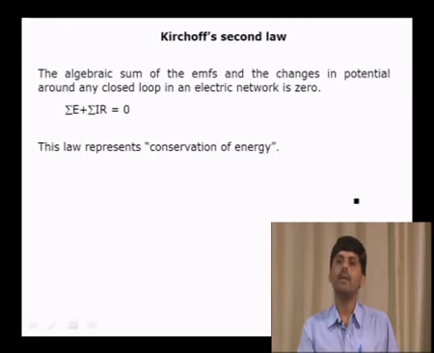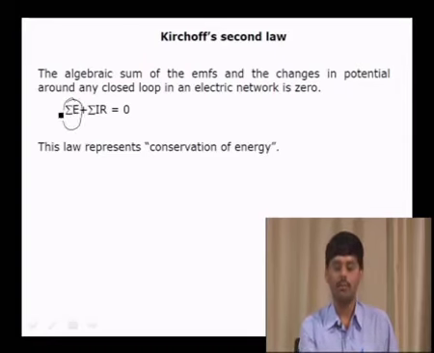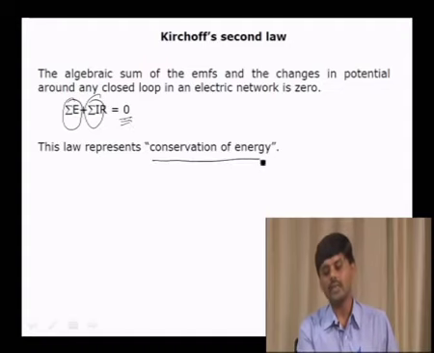The algebraic sum of the EMFs and changes in the potential around any closed loop in an electrical network is 0. That is sigma E plus sigma IR is equal to 0. This is the algebraic sum of the EMFs, and this is the algebraic sum of the potential changes. The sum of these two is equal to 0. This is a consequence of the law of conservation of energy. The first law is a consequence of conservation of charge, and the second law is a consequence of conservation of energy.